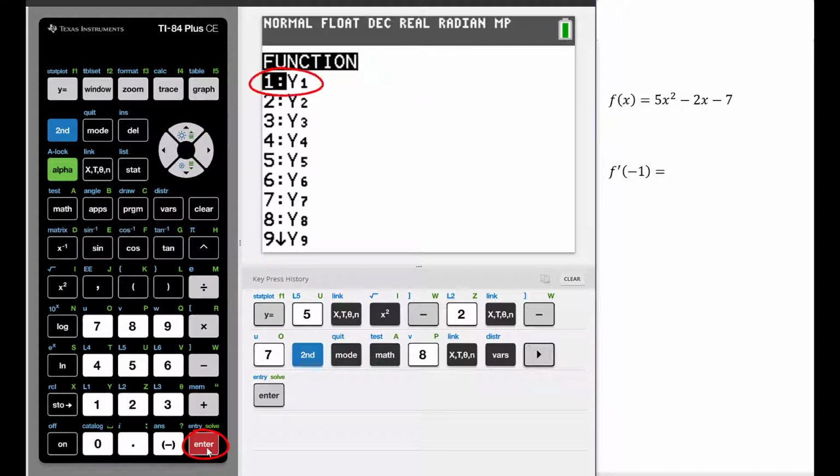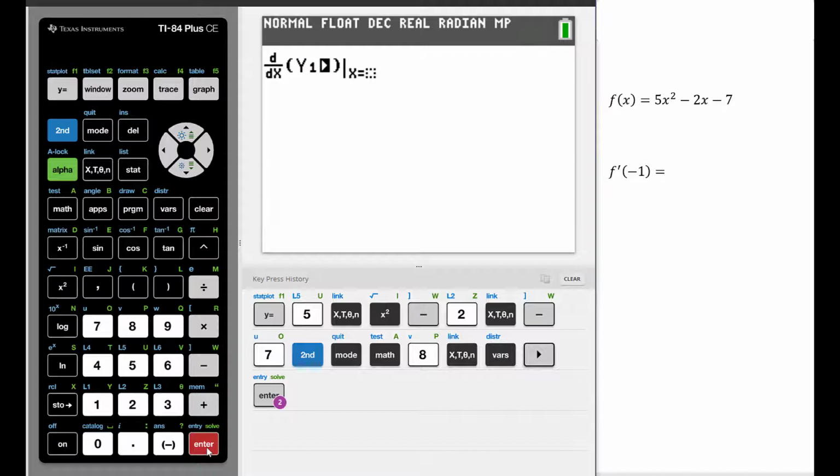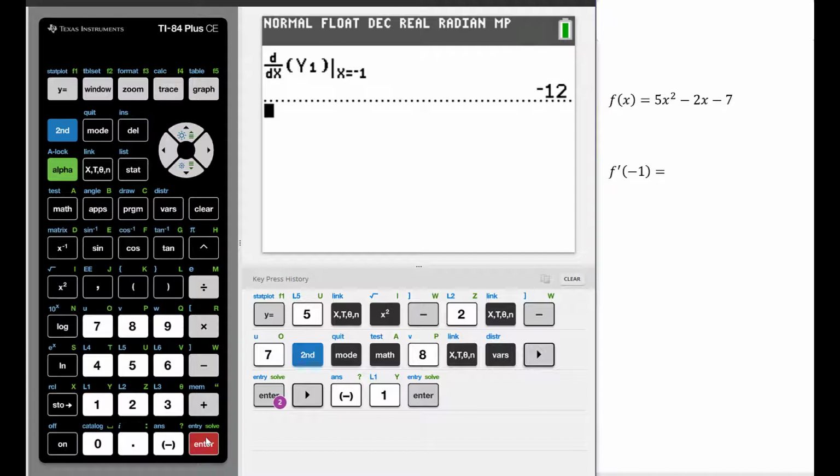And we're going to choose the function we want. In this case, we want the first one, y sub 1, so we'll press enter because the cursor is already on our number 1 there. So here we have d dx of y sub 1, and then the vertical line there means such that, and then here we're going to press x equals -1. And now after we type in the -1, we can press enter, and this gives us our answer, -12.